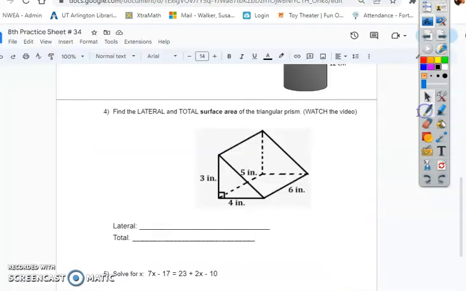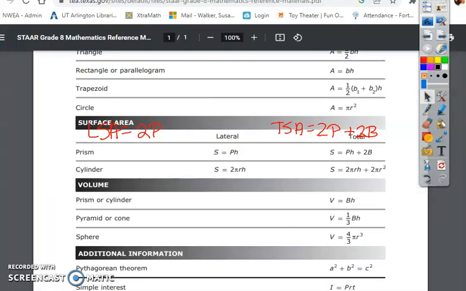So lateral surface area is 2P, P meaning perimeter of the base. Then the total surface area is 2P plus 2B. I think I totally put that wrong. I think it's P, where did it go? PH. Forgive me on that.